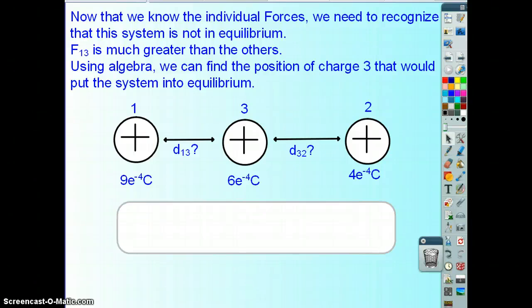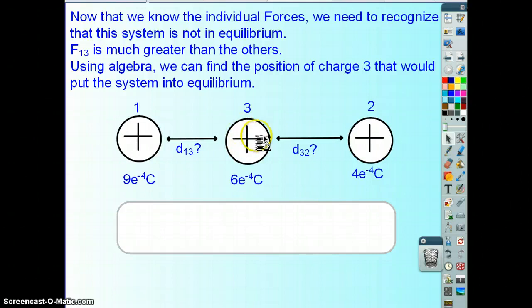Alright, now that we've learned how to find net force acting on a system of charges, it's time to start figuring out how we can put charges into equilibrium. Looking at our drawing here, force 1, 3, and 2. I put 3 in the middle because I believe the old version of the book used to put 3 in the middle. If we don't know these distances, it's hard to tell where we can put number 3 here so that it will be in a system of equilibrium.